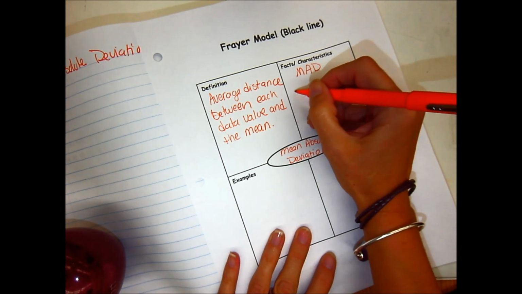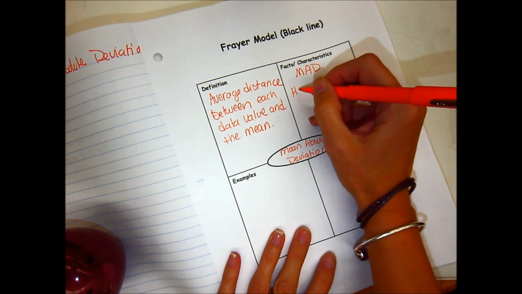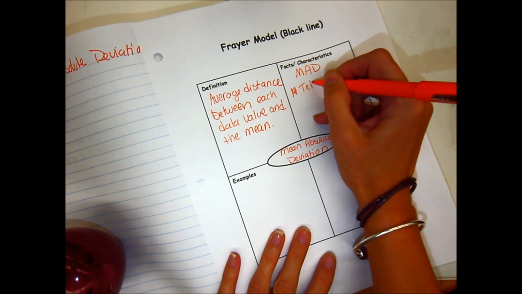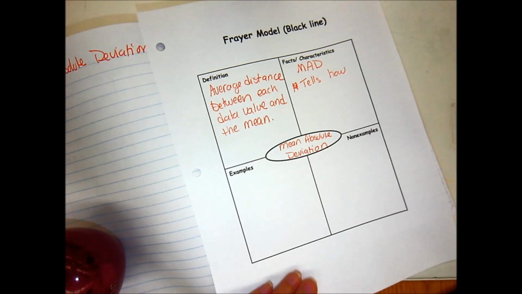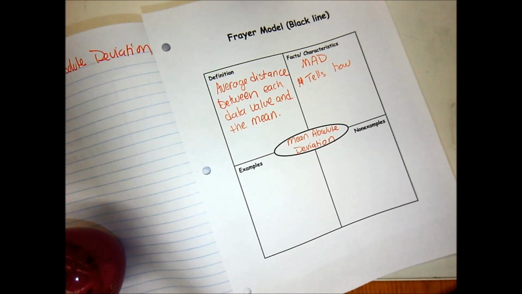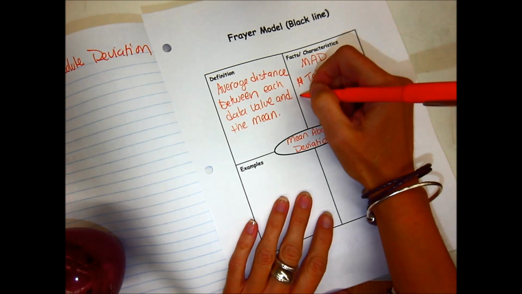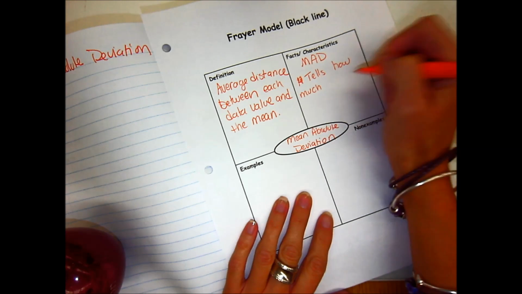And the other thing is it tells us how exact or how precise our data is. It tells us really how much our data varies. That's a good way to say it.